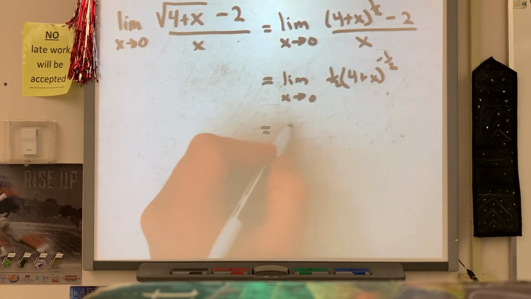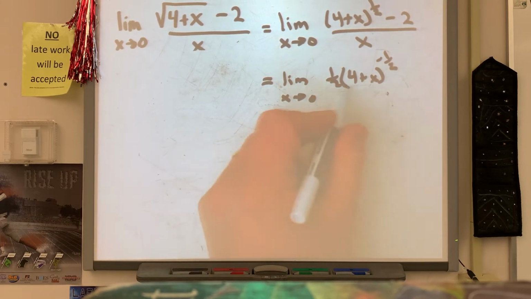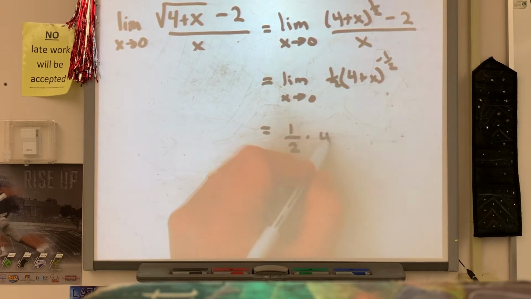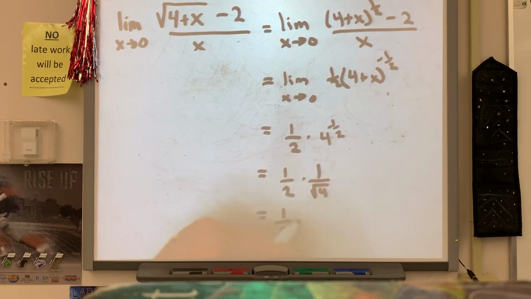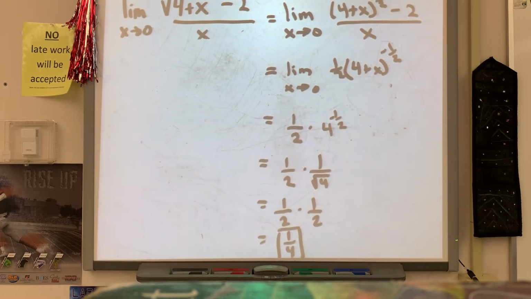And sure enough, I can. You get 1/2 times 4 plus 0, or 4 to the negative 1/2. Keep in mind negative exponents belong downstairs, and rational exponents are really our radicals. So this is 1/2 times 1 over the square root of 4, and the square root of 4 is 2, so this is 1/2 times another half, or 1/4, is the answer to that limit. Okay, so that's how we apply L'Hopital's rule on a nice, decent limit problem.